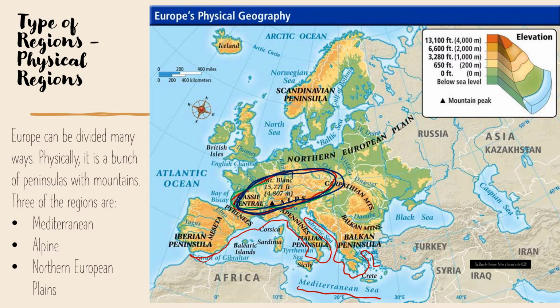And then the Northern European plains, you got it right up here. So that's going to be all of this stuff here. And with what we're doing, we do want to go ahead and include Russia in there. Russia is kind of a weird thing where it's part of Asia, but it's also part of Europe. And so we want to include Russia in this. So that's your physical regions.